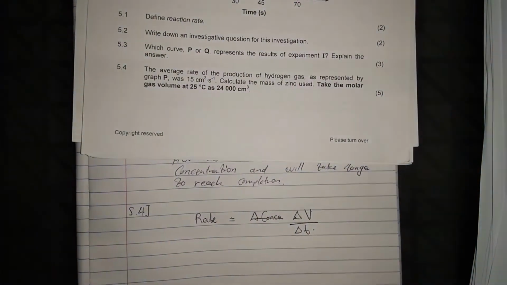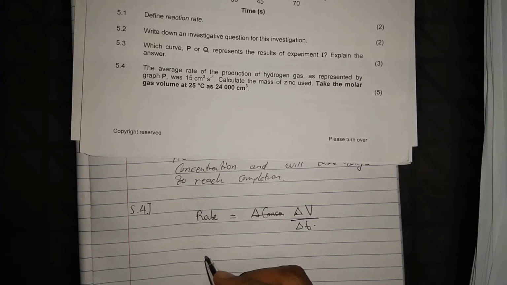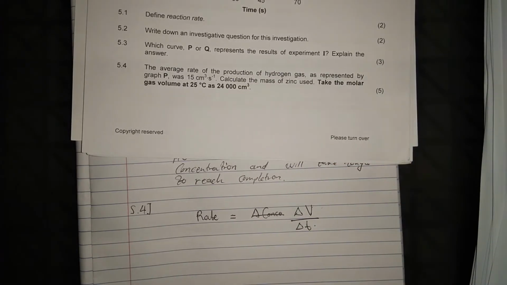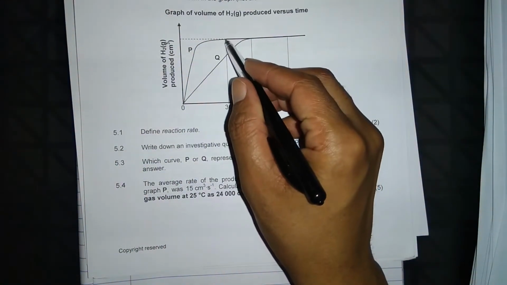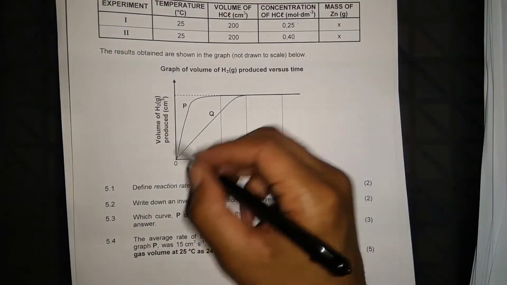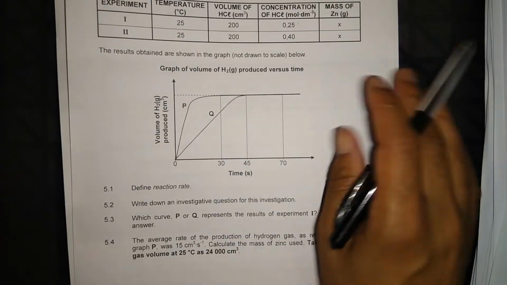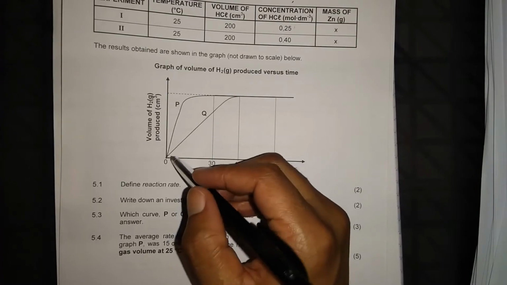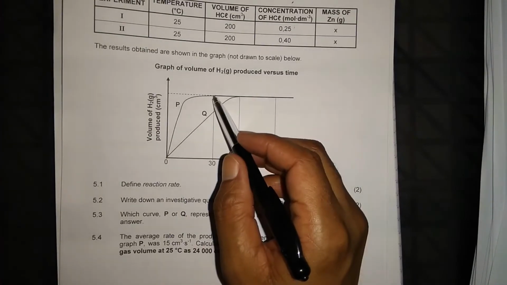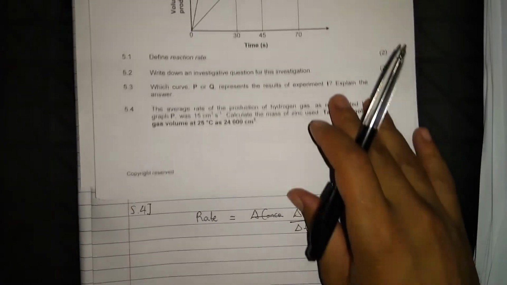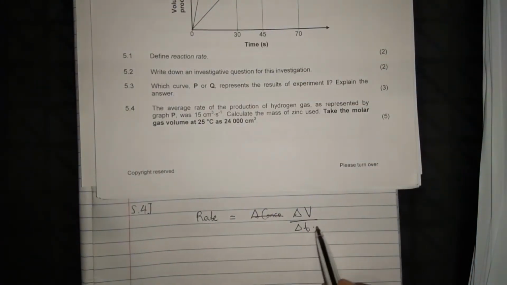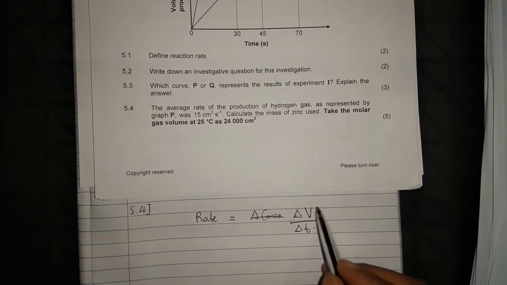Now the rate of change, we can calculate it as the gradient between 0 and 30 seconds. Why between 0 and 30 seconds? Because at 30 seconds that's where our reaction reaches equilibrium. So we're going to find the average gradient between 0 and 30 seconds. With the rate and the time, I can find the volume, which helps us calculate the number of moles of hydrogen gas produced.